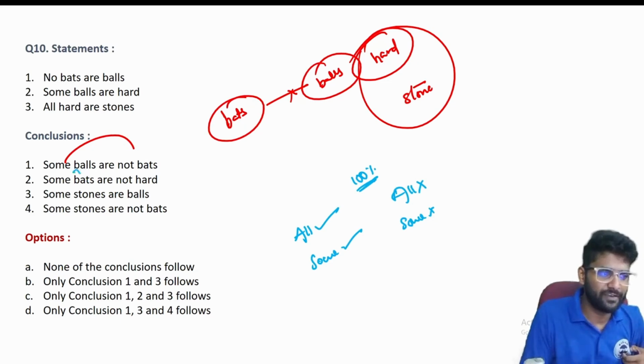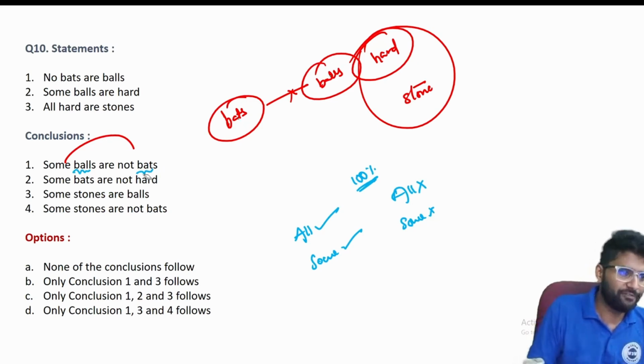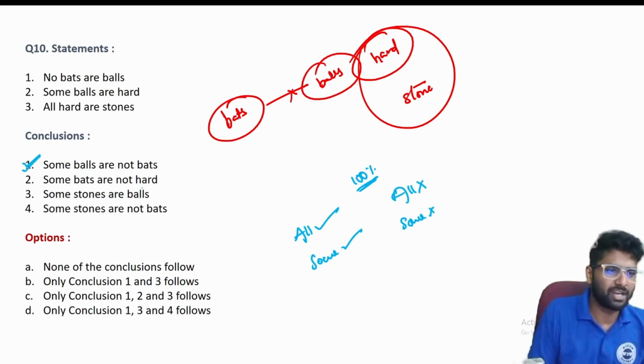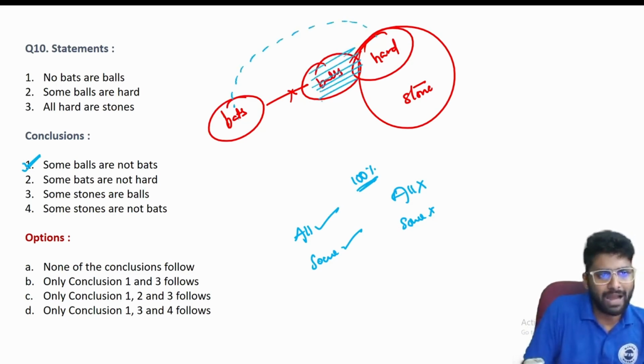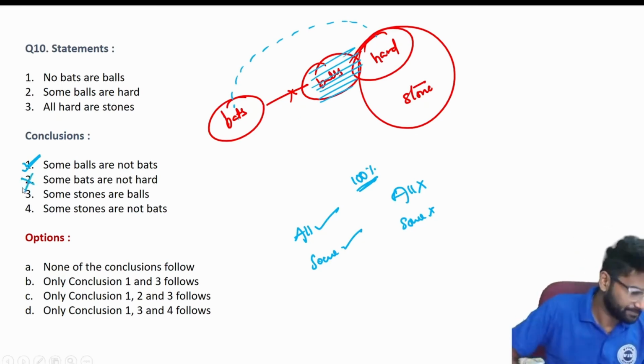Now see here, verify whether all balls can be bats or not. Can we assume that it's not possible? Why? Because if no ball is a bat, we cannot place all balls in the bat. If all balls are not bats, definitely some balls are also not bats. One is a valid conclusion. Second one, some bats are not hard. Verify that. Guys, can we assume all bats are hard? Yes. Why? Because you cannot place all bats into the balls. But I can place all bats as hard, all bats can be stone. So some bats can be hard. That's why this is an invalid conclusion.